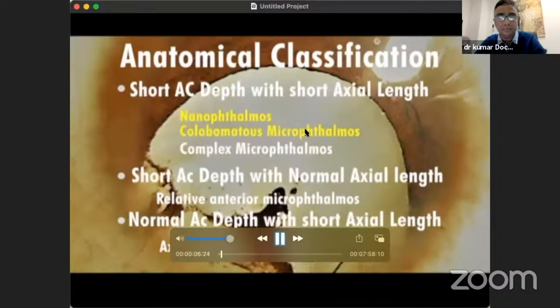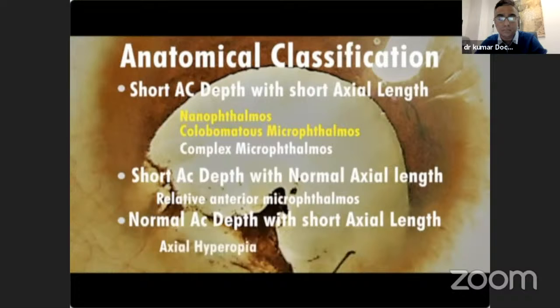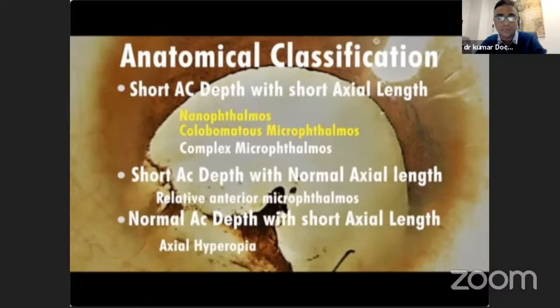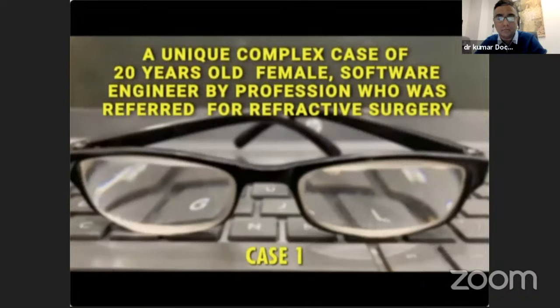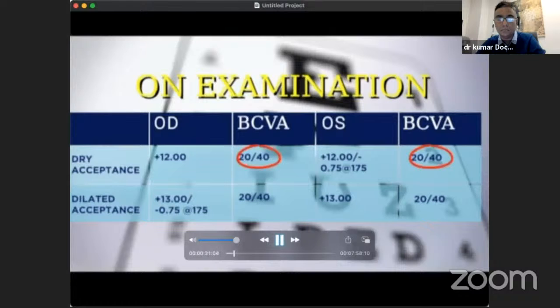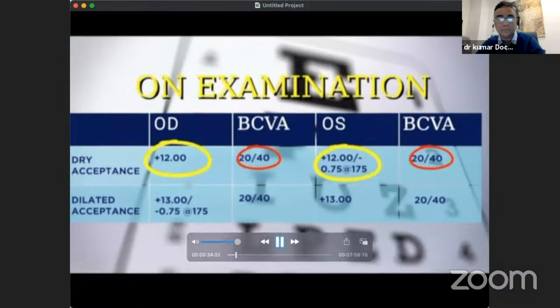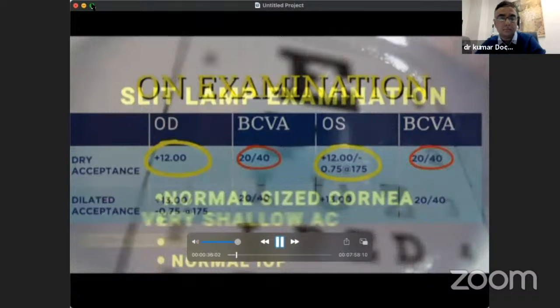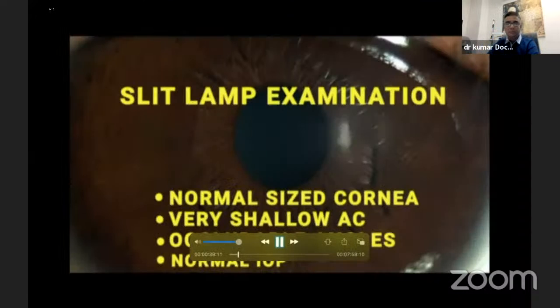Small eyes can be classified according to anterior chamber depth and axial length. This video will demonstrate the challenges found in two cases, extremely short axial length and a small ACD, namely nanophthalmos and microphthalmos with an iris coloboma. A unique complex case: a software engineer by profession with high hyperopia was referred for refractive correction. On examination, her best corrected visual acuity was 20/40 in both eyes with a correction of plus 12 diopters. On slit lamp examination, she had a normal sized cornea with a very shallow anterior chamber, and gonioscopy showed occludable angles with a normal IOP.